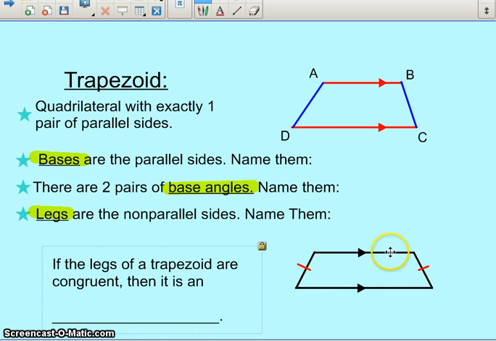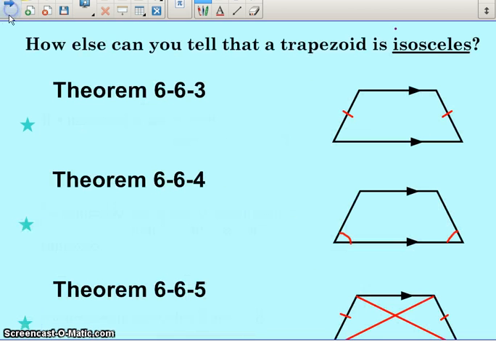So isosceles trapezoid would be this right here. Might make a note of that. It's not seeming to be appearing in the box like it should be.